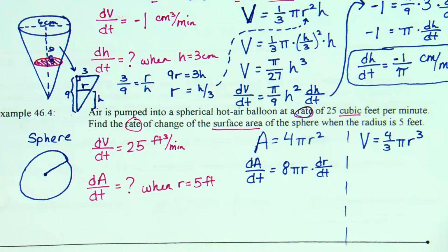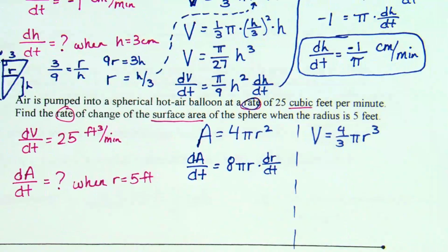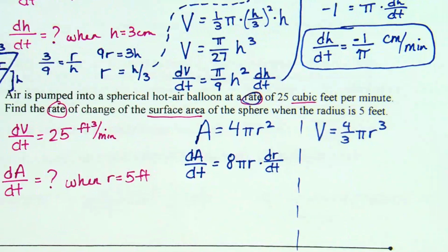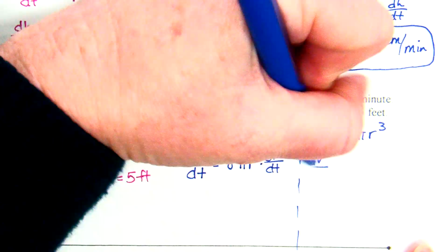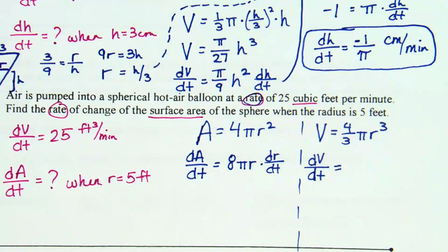Okay. Let's go ahead and do the same thing with the volume formula. You do. Sorry, it was taking me a moment to figure out what you were talking about. So derivative of V is dV/dt. Derivative of 4/3 pi r cubed is 4 pi r squared, and don't forget dr/dt.